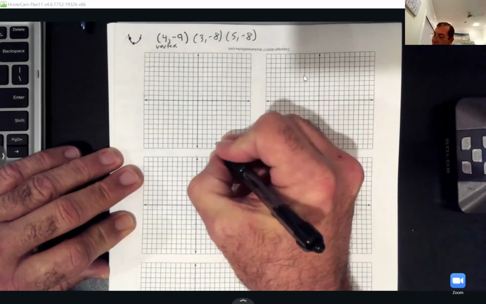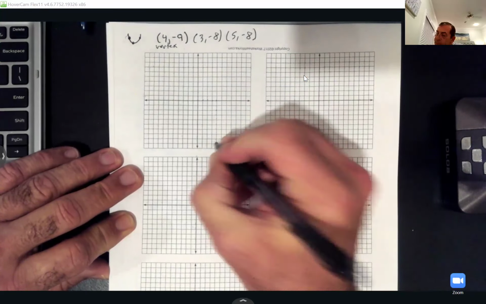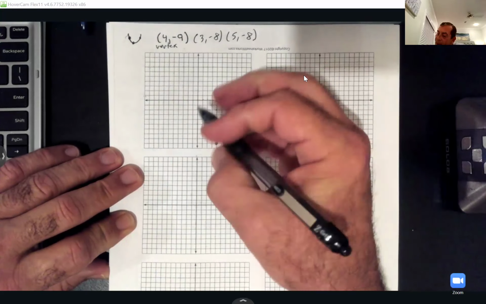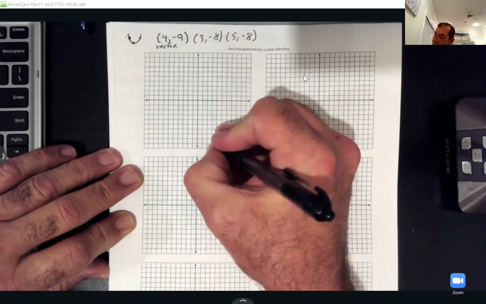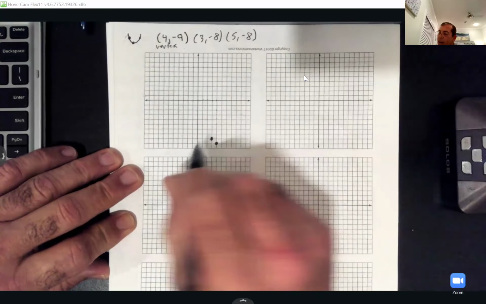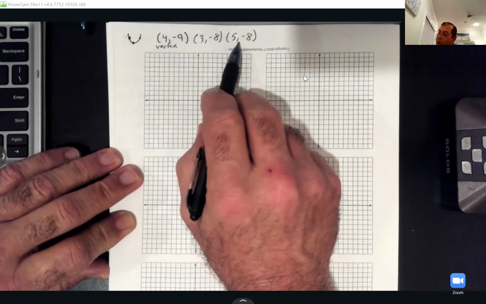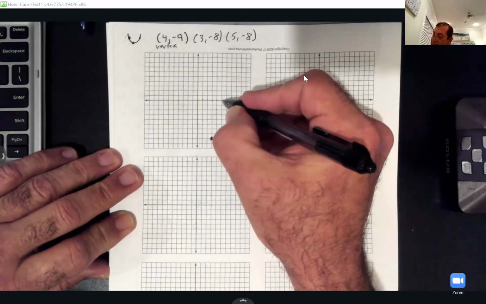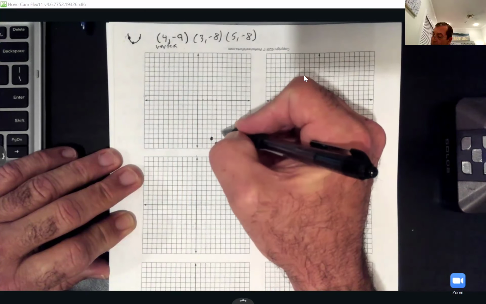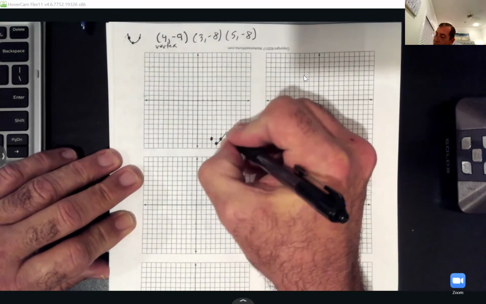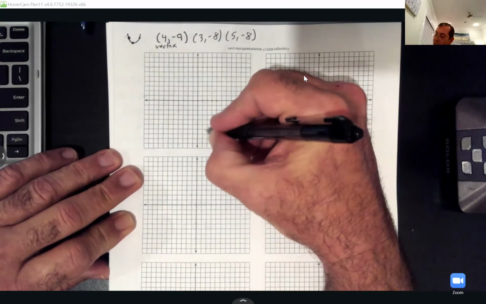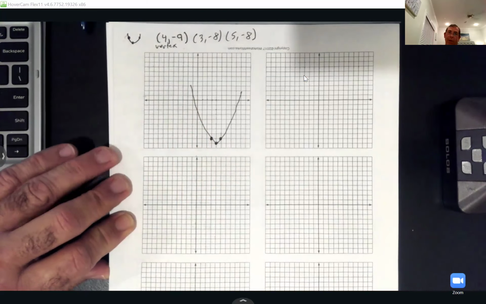So that's going to put me right here. Then 3, negative 8 will be right 3, down 8. And then when you come in and put the last point, 5, negative 8, MathLab at that point is going to draw your parabola for you.